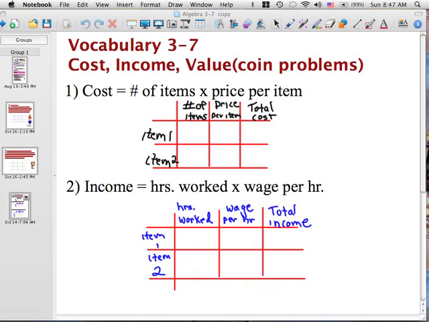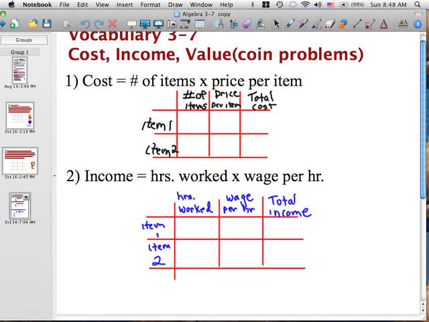Some of the problems will involve income, and to find income, you take the hours worked and times it by the wage per hour. So we'll have two items, probably two people working, and we'll have the hours they worked and the wages they obtained per hour, and then we'll figure out their total income by multiplying.